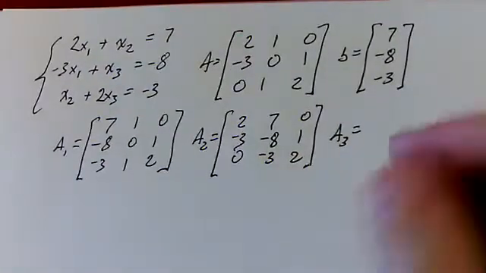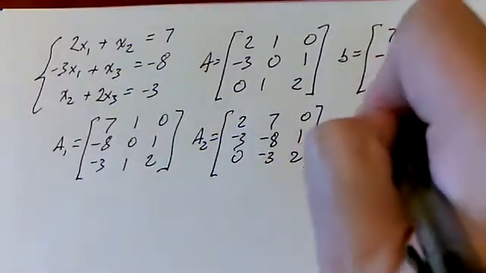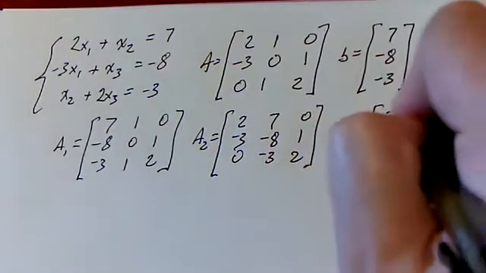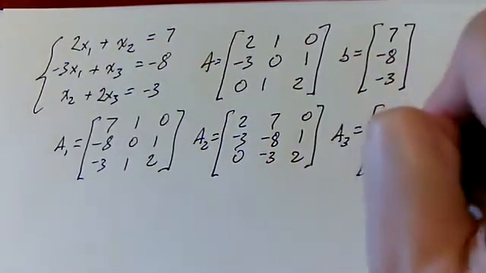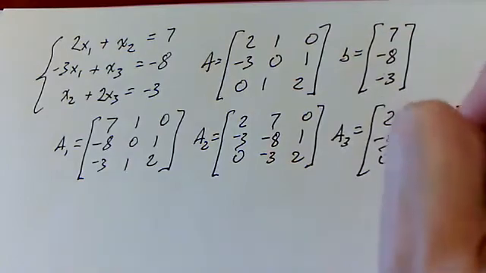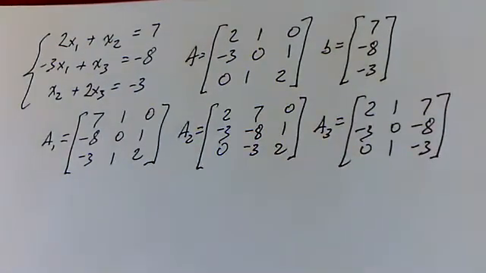A3 now, we're going to replace the far right column. So 2, -3, 0 is unchanged. 1, 0, 1 is unchanged. And then we put 7, -8, -3 in the far right-hand column. Okay, so there's A1, A2, and A3. Now I'm going to need the determinants of all these.